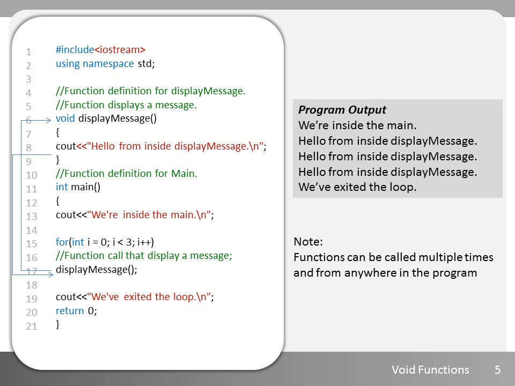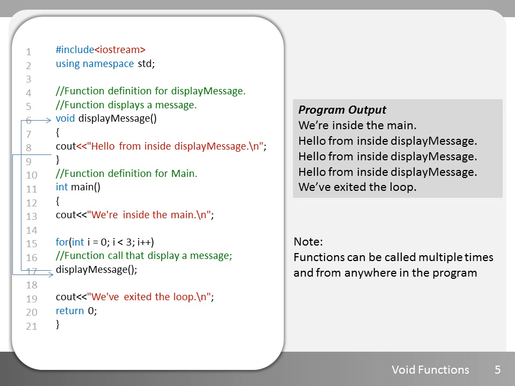Functions can be called multiple times and from anywhere in the program. In this example, I'd like to demonstrate how they can also be used in control structures such as a for loop. The program starts and the compiler will obtain the information of the function header for displayMessage and continue in line 11 with the main.